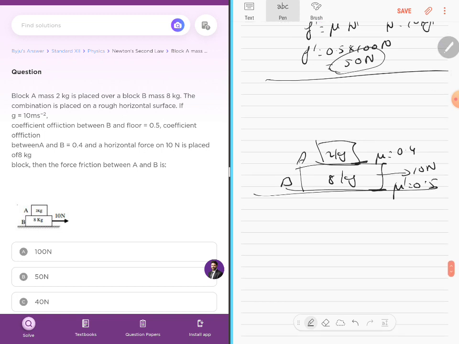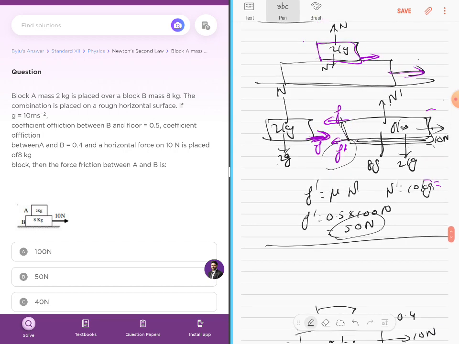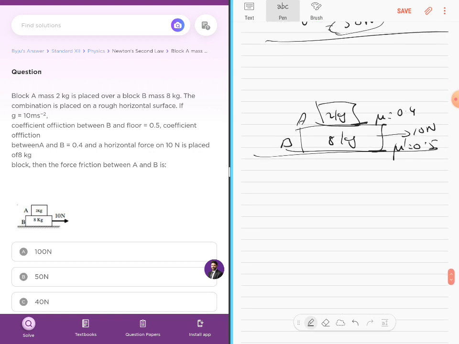And the horizontal force of 10 Newton, similar to the last sum, is applied on the 8 kg block. Find the force of friction between A and B. The last sum asked whether it will move, but in this, the question is to find the force of friction between A and B. I have already taught you how to do the free body diagram. Take the 2 kg block. Since the applied force is towards the right, this block will go towards the left, and so the frictional force will be in this direction.